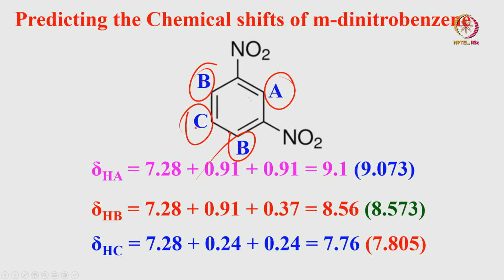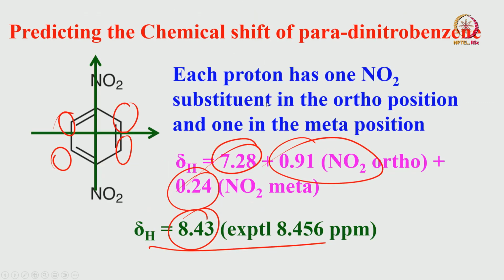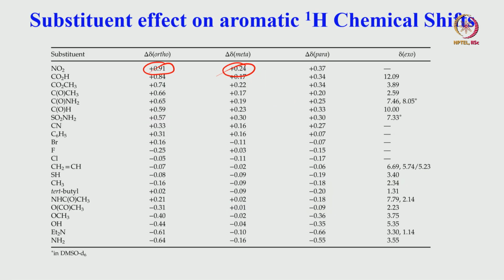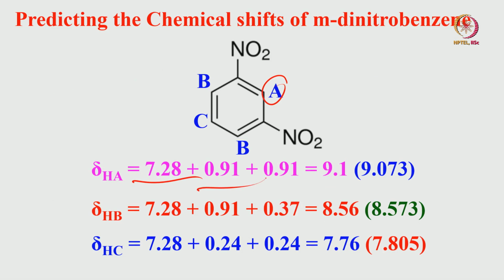I will start with proton A. In the case of proton A, take the base value 7.28, and for proton A we have NO2 substitution in the ortho position, there are 2. What did we say in the table? Go back to the table here, the ortho position value is 0.91. So you have to add it 2 times, because there are 2 nitro groups in the ortho position. Then if you add it to the base value, this turns out to be 9.1 ppm, and look at what is experimentally observed, 9.073 ppm, very close to the predicted value.